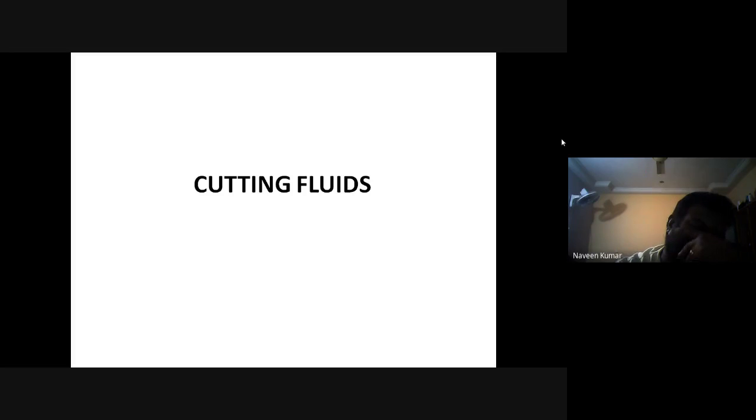Put subheading soluble oils. Under that, write down: these are mixed with water, where water acts as coolant. Oil acts as lubricant.